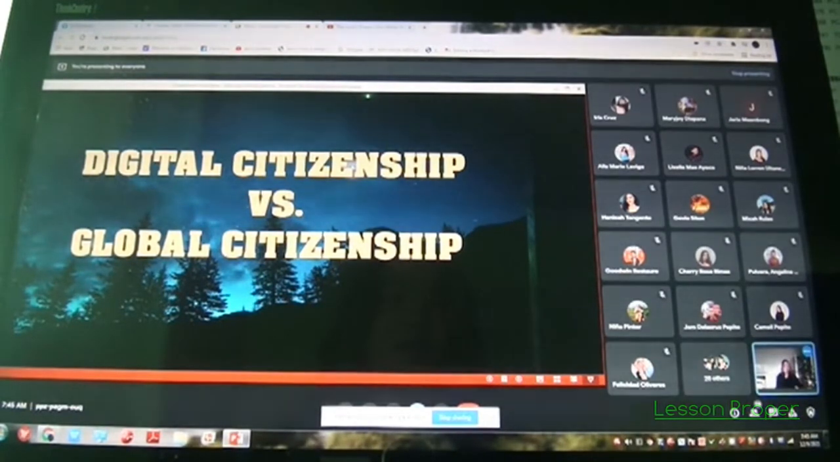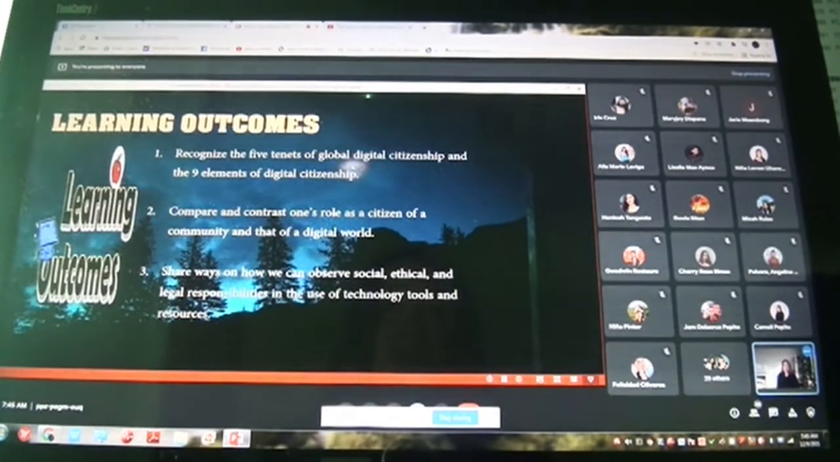So, expected that on Tuesday we'll have our quiz number 14 all about this topic today. Our topic today is all about digital citizenship versus global citizenship. The learning outcomes for this topic are, number one, we can recognize the five tenets. When you say tenets, it means principles or beliefs, no? Recognize the five tenets of global digital citizenship and the nine elements of digital citizenship. Number two, we can compare and contrast one's role as a citizen of a community and that of a digital world. Number three, we can share ways on how we can observe social, ethical, and legal responsibilities in the use of technology tools and resources.